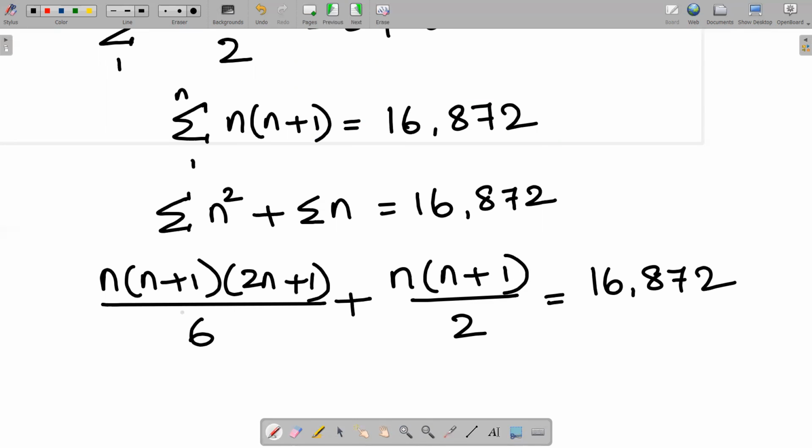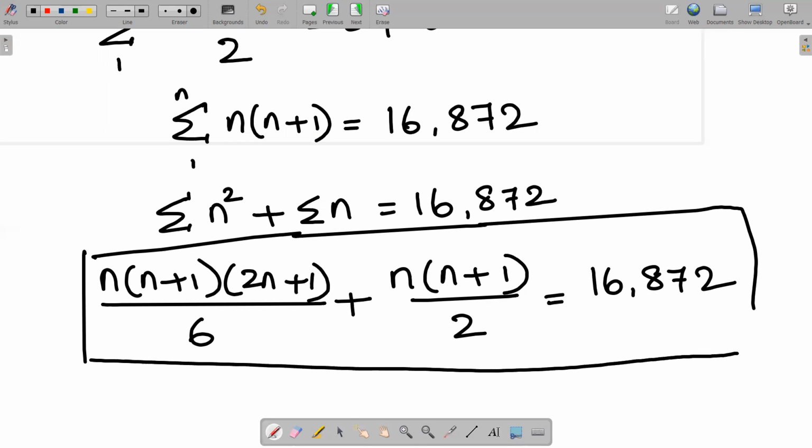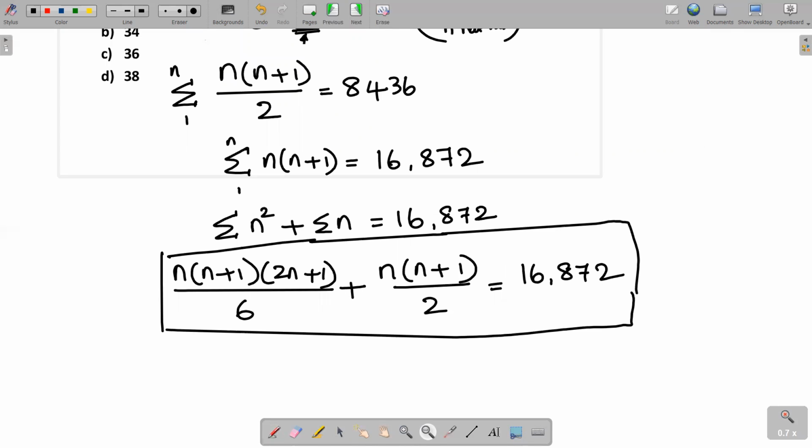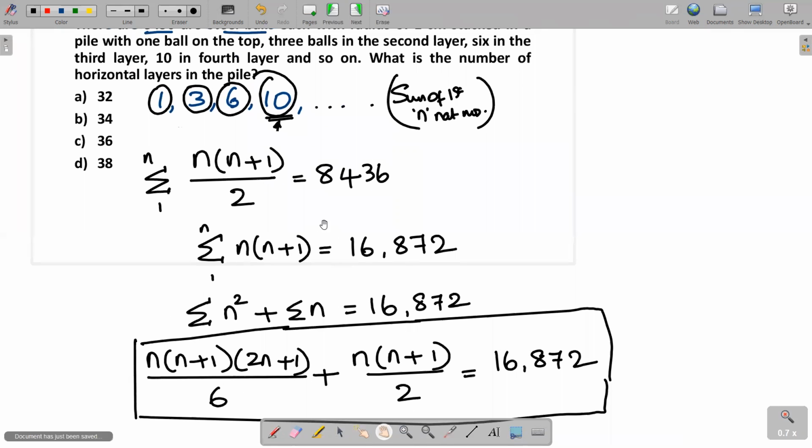That is equal to 16,872. You may feel that we are getting a very big equation here and we need to sit and solve this to get the value for n. Nothing to worry. We can very well do this question by reverse substitution, because you are asked to find the number of horizontal layers, and you have the n values given in the set of options. So it is just a matter of doing reverse substitution, putting the value for n over here and seeing which value satisfies this given condition. That's all you need to do.